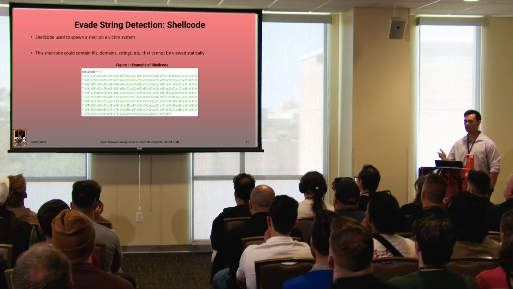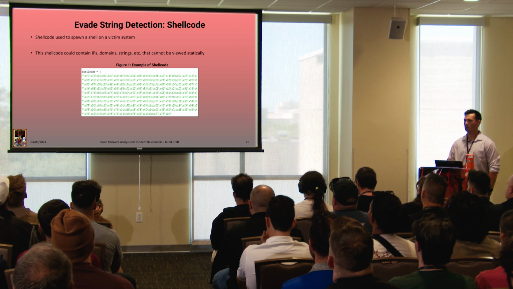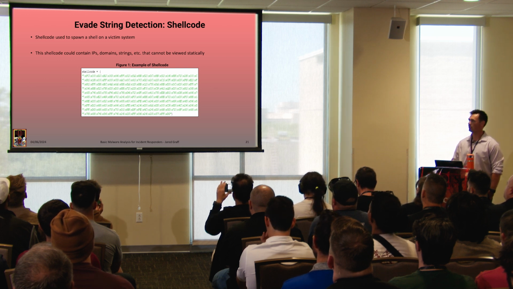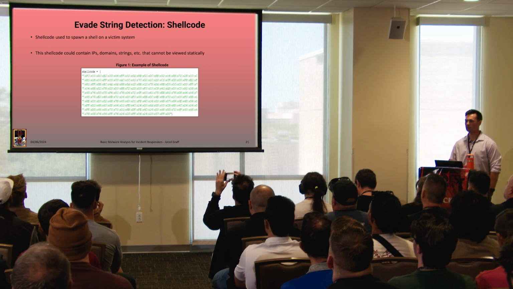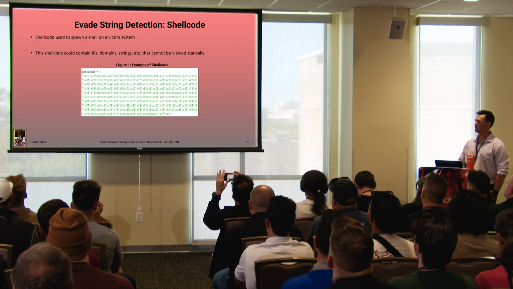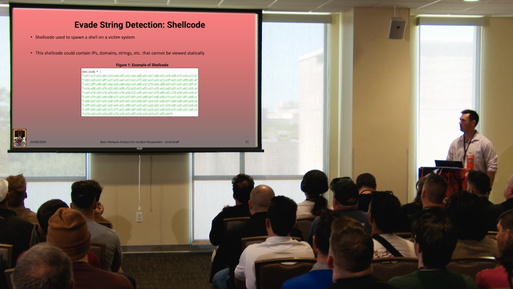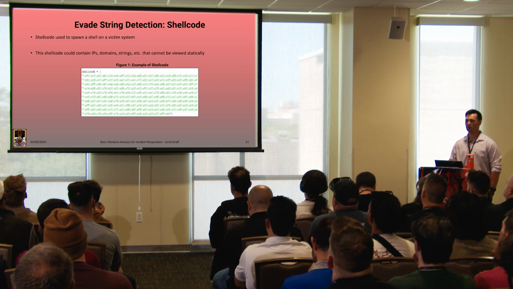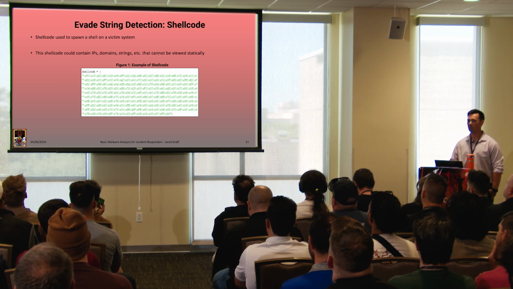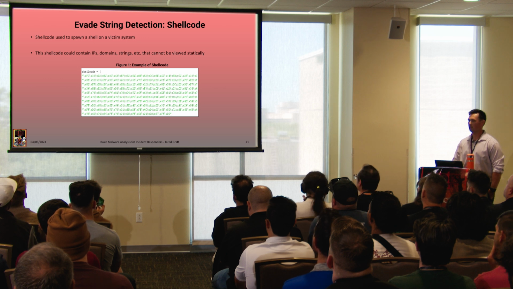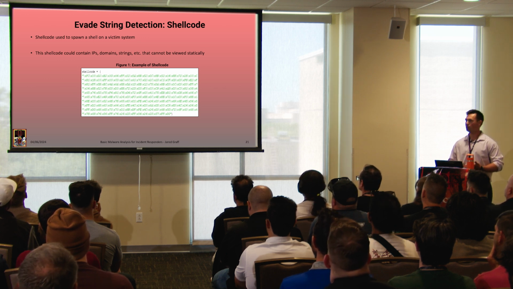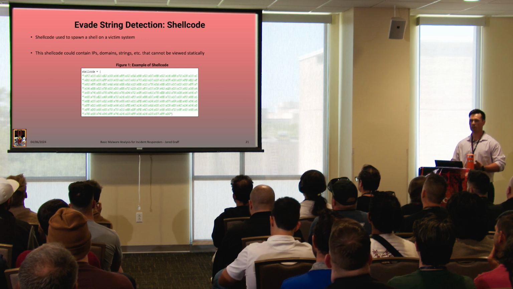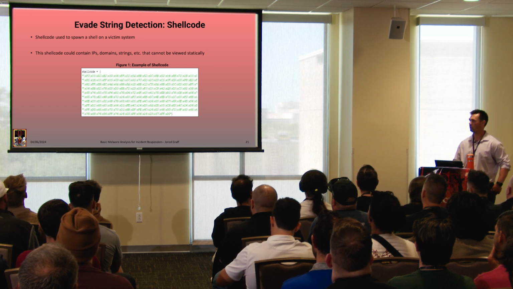So now that I've talked about some common static analysis techniques, I want to move into what malware authors would use to evade some of these techniques. The first one I'm going to go over is shellcode. Shellcode is used to spawn a shell on the victim's system. This can contain IPs and domains. Most of the time it's going to contain things like C2s that it's reaching back out to.